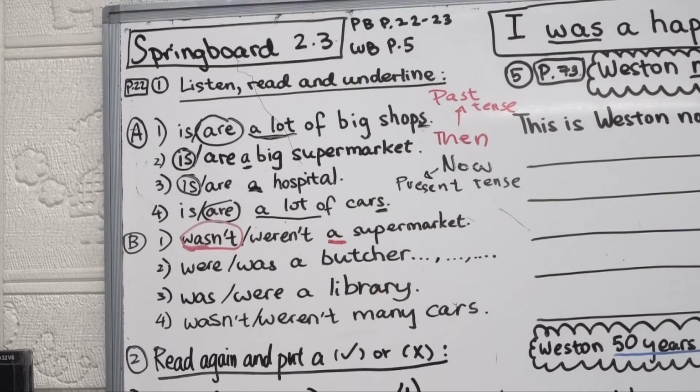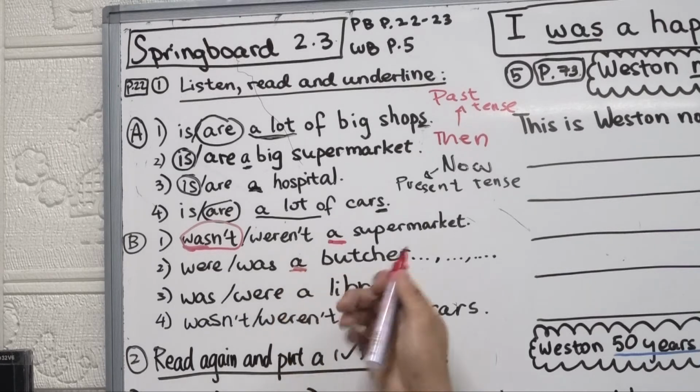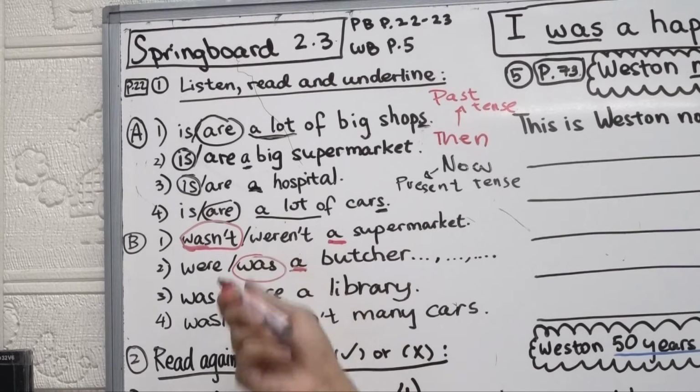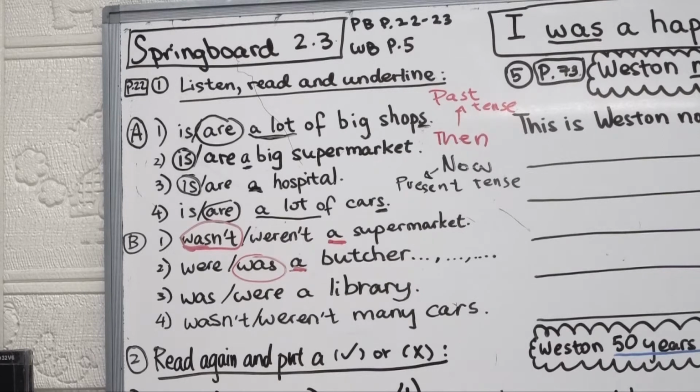Number 2, but there were or was a butcher. Again, we have a butcher, right? A butcher, a baker's, and a greengrocer's. So only one. We're talking about only one butcher here, not the 3 things, right? So for only one, should we use were or was? Was. Very good.